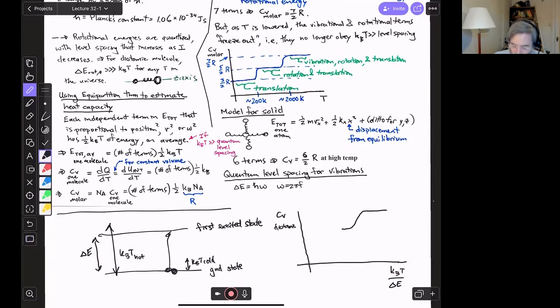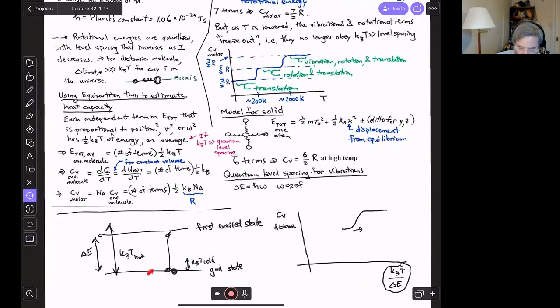So what I want to point out right now is that as you move to the right on this graph, so that is as you're making this kBT over delta E bigger, it's easier for the system to be promoted from the ground state out, and that therefore the vibrations start to contribute. You can move to the right on this graph either by increasing kBT or equivalently by making the quantum level spacing smaller, which also makes it easier to jump out of the ground state.